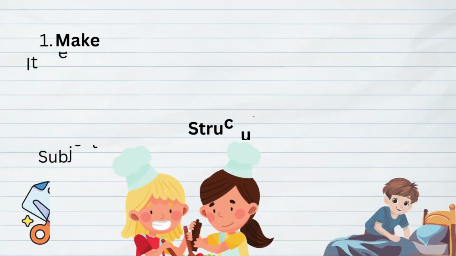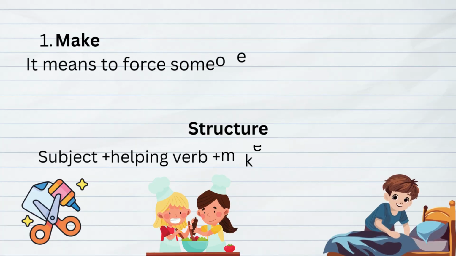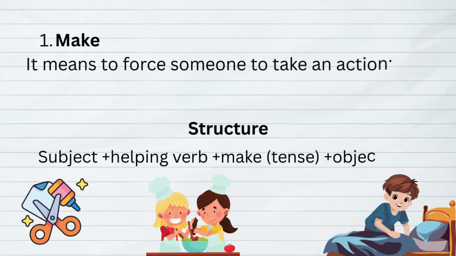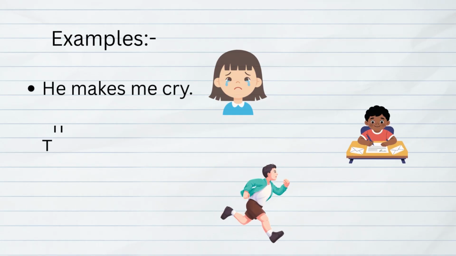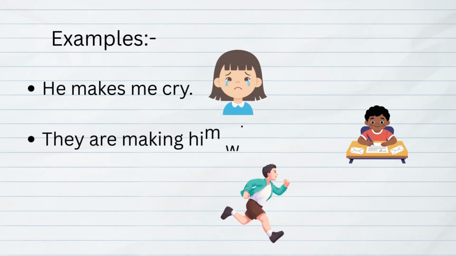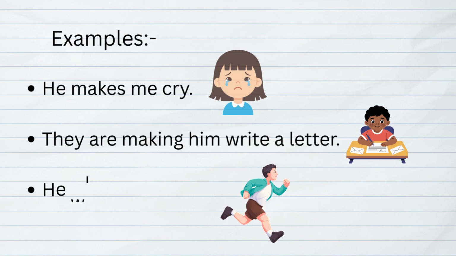Make means to force someone to take an action. Structure: subject plus helping verb plus make tense plus object plus verb. Let us look at some examples. 1. He makes me cry. 2. They are making him write a letter. 3. He will make me run.